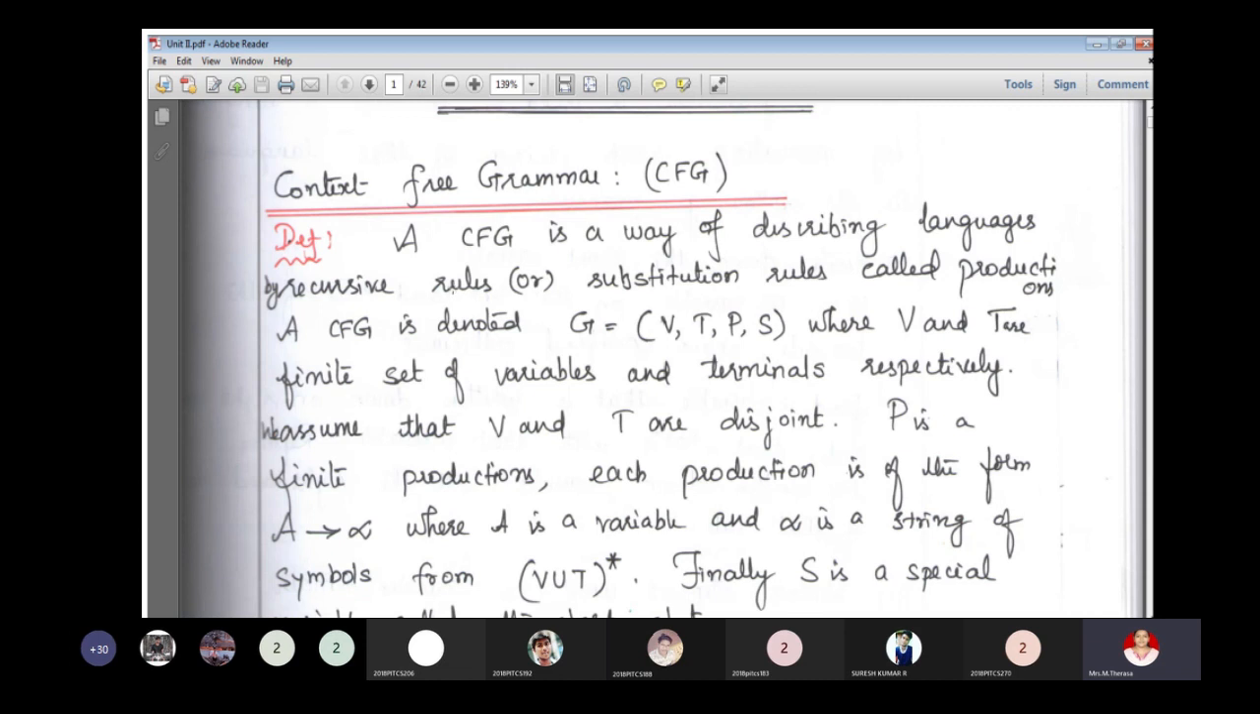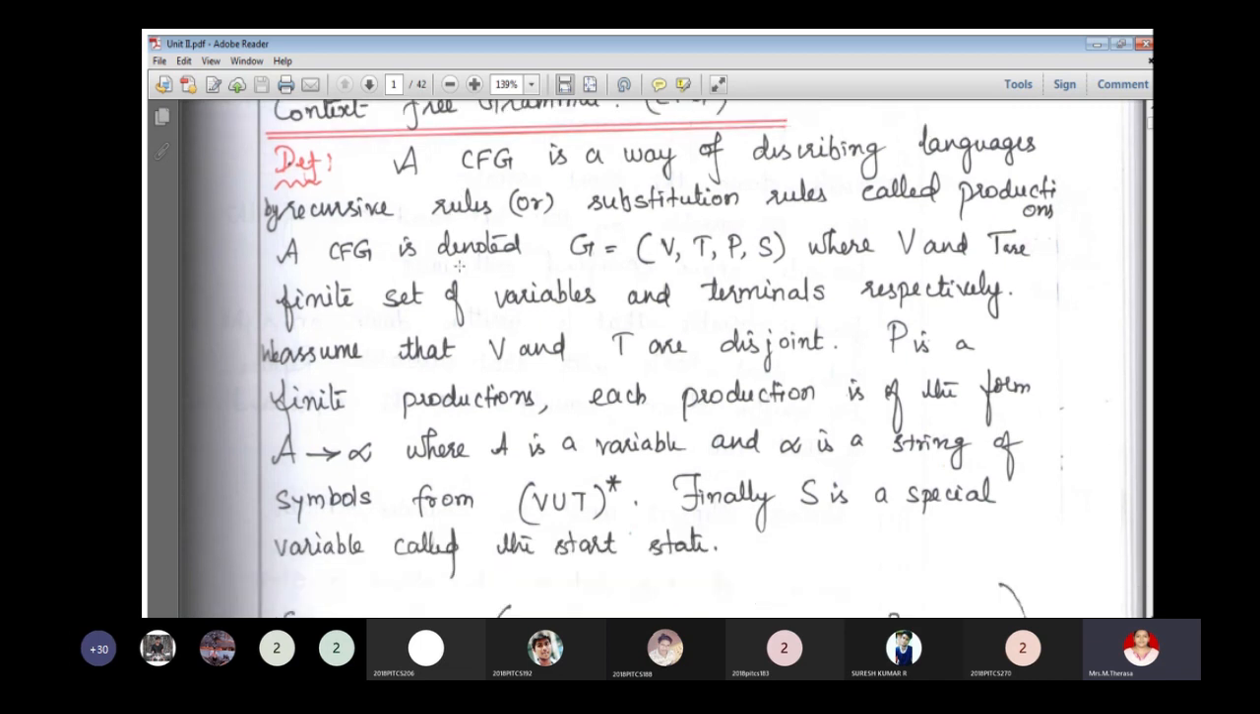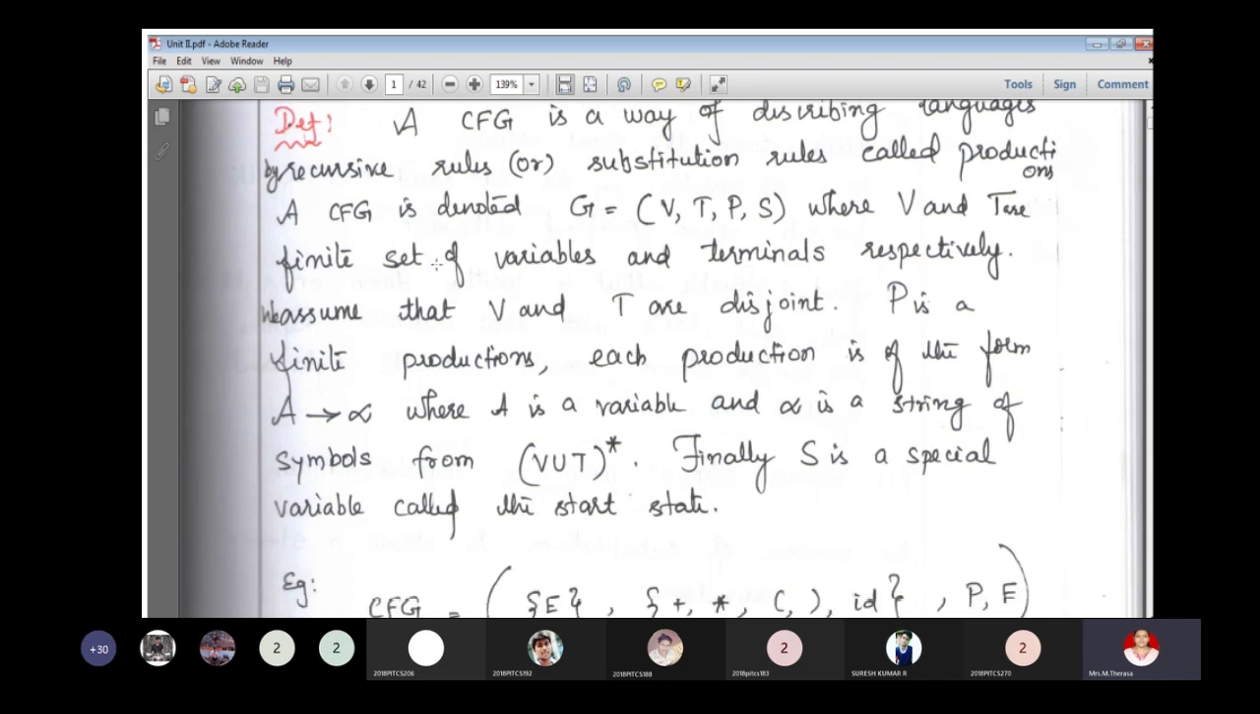Each production is of the form A tends to alpha, where A is a variable. So we should have only one variable on the left hand side of the production, which is called the head of the production. On the right hand side of the production, we may have alpha. Alpha is a string of symbols from (variable union terminal) the whole star. That is, we may have any number of variables and terminals on the right hand side of the production, whereas on the left hand side of the production we should have only one variable. So this is the format of the production rule, A tends to alpha. Finally, S is a special variable called the start symbol of the grammar.